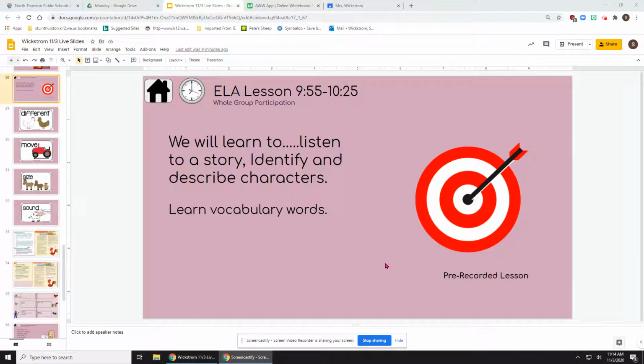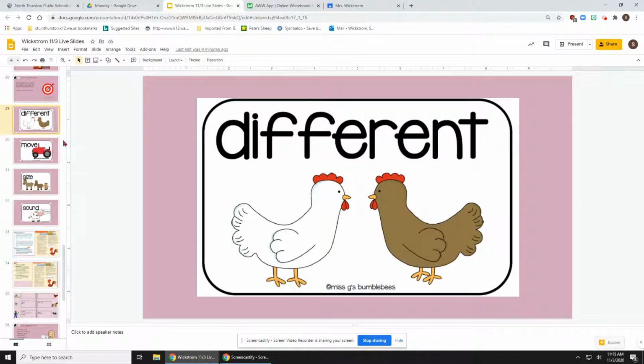In today's lesson, we will learn to listen to a story, identify and describe characters. We will also be learning some new vocabulary words. So let's go over our vocabulary words.